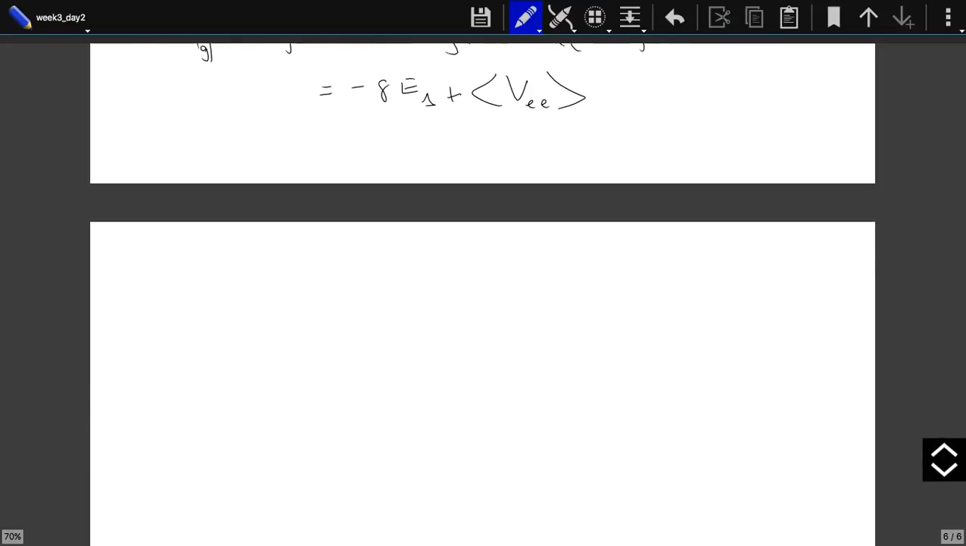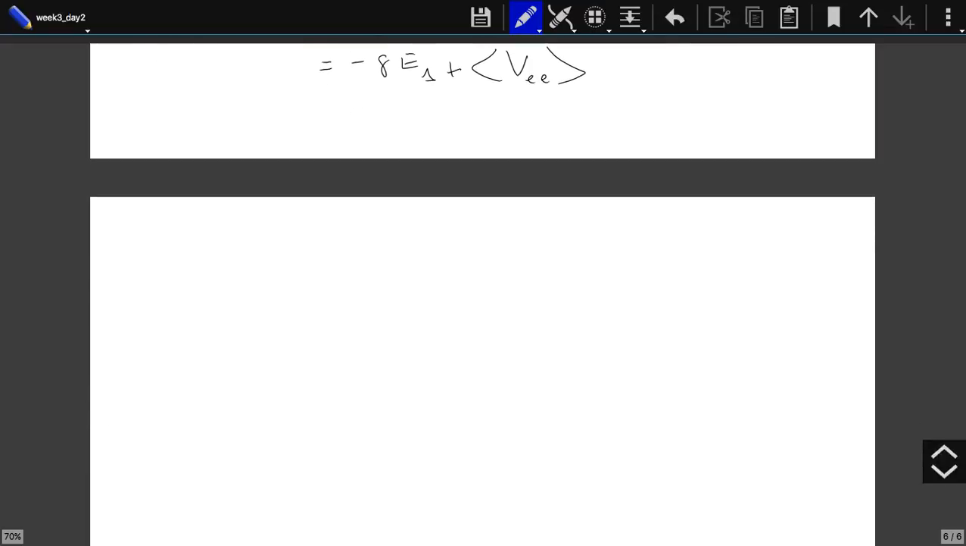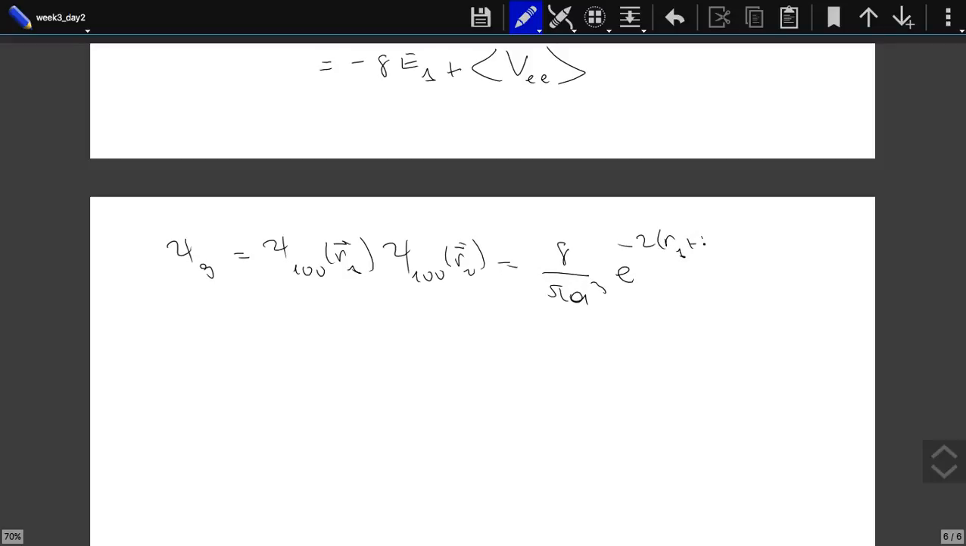Now let's try to calculate this VEE, which will be a bit long. The ground state wave function, we said, was psi 100 of R1 times psi 100 of R2. This is 8 over pi a cubed, e to the power minus 2 (R1 plus R2) over a. In the next step we will introduce one parameter and see how much we will be improving it.